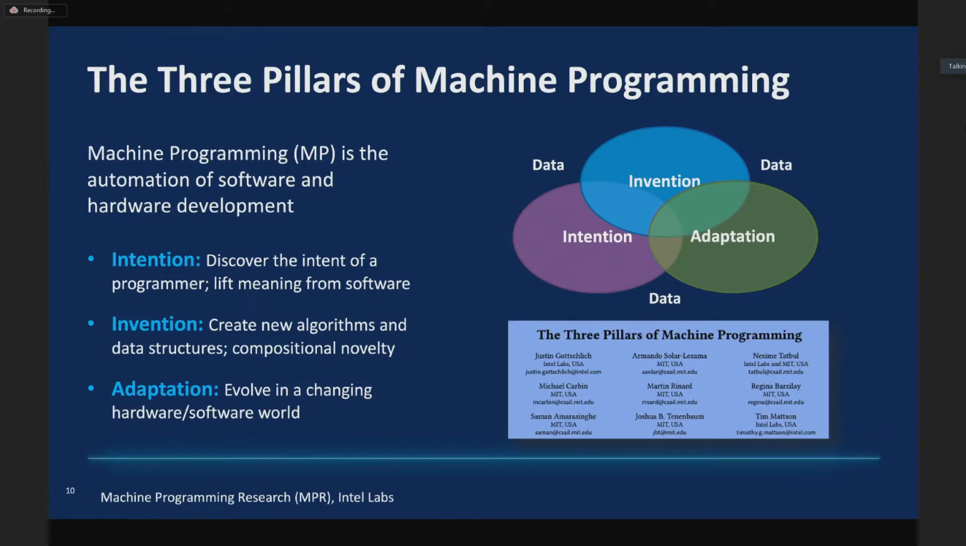And lastly, I'm the steering committee chair of the ACM SIGPlan Machine Programming Symposium, MAPS, formerly known as MAPL.